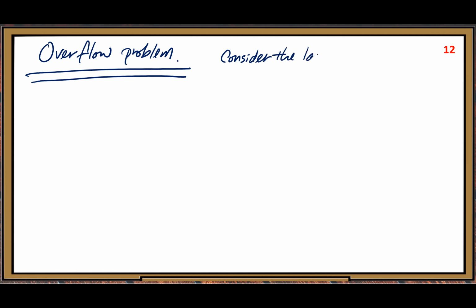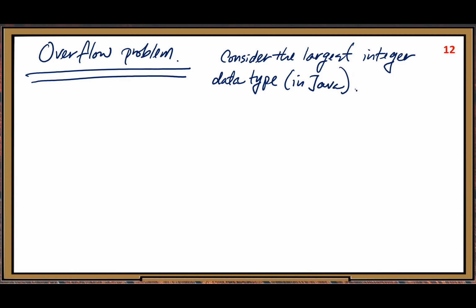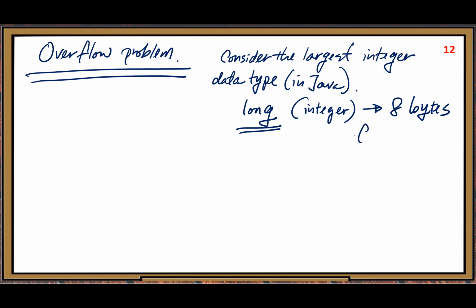the largest integer data type. Here, let me use Java, okay? It's called a long integer, just the keyword long. And this data type uses 8 bytes to represent one integer. All right, 8 bytes for one integer.